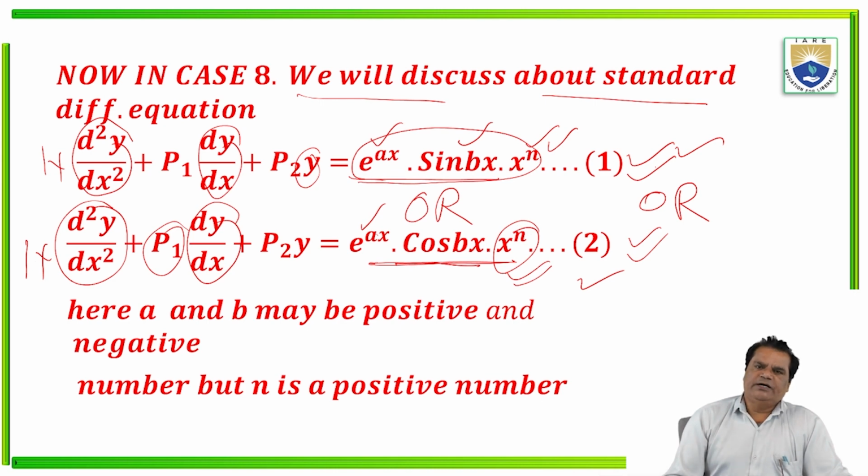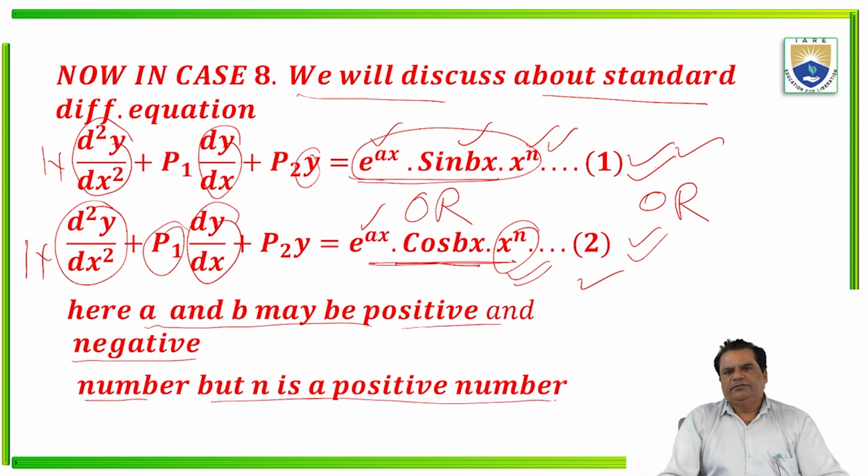So there are three functions in Q, and all the functions are multiplied. Then how can we find the particular integral in this case, if three functions are given in Q on the right hand side of the given differential equation? Here a and b may be positive or negative numbers, but n is always a positive number.